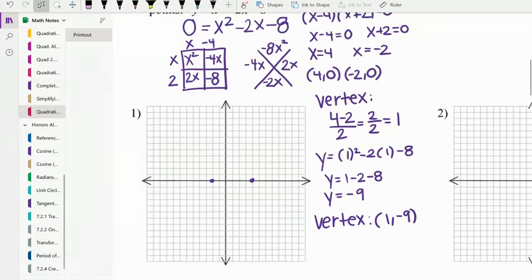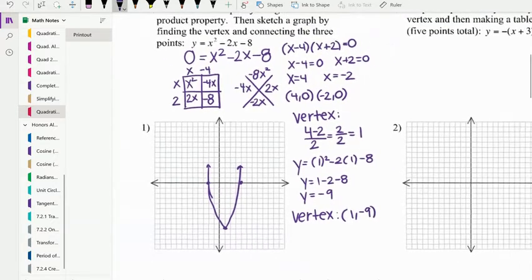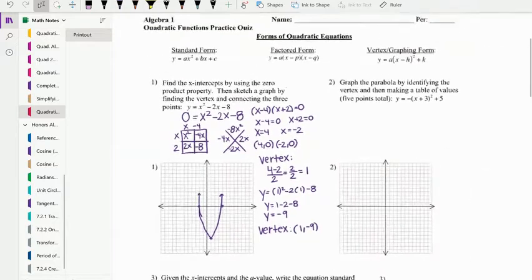So we'll go ahead and plot that, which is right here. Actually, sorry, right here. And then we're just going to connect those. Not the best line there. Okay, great. Okay, moving on to the next question.